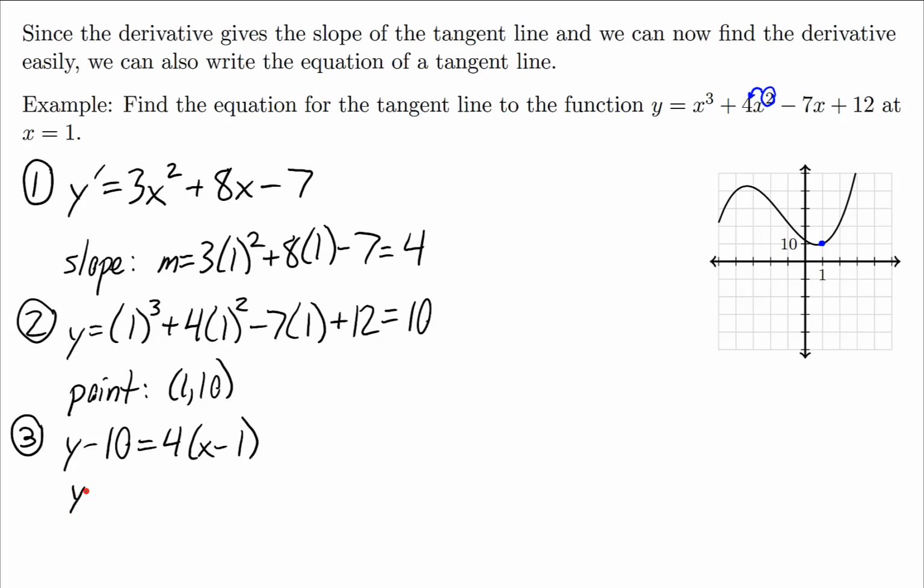So let's distribute the 4. That gives me y minus 10 is 4x minus 4. Add 10 to both sides, and I get that the equation of the line would be y equals 4x plus 6.